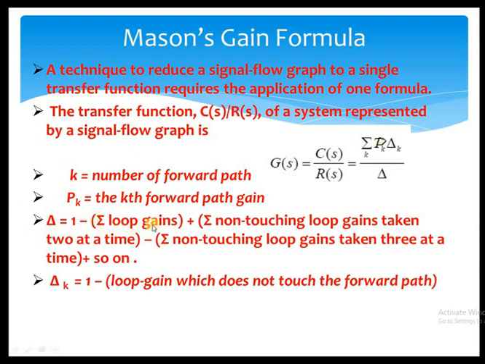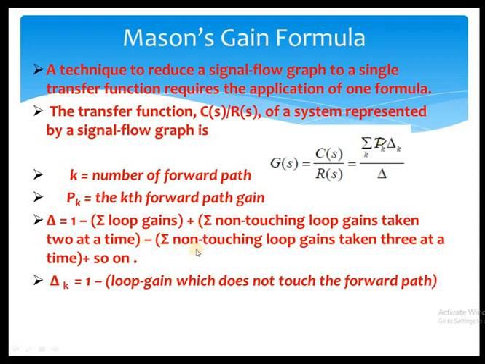So 1 minus sum of all loops, plus, and the next one is minus combination. If you see, alternatively there is minus, plus and minus. So the first one is the sum of all loops. You should add all the loops. The next combination is the sum of non-touching loop gains taken 2 at a time. That is 2 non-touching loops. How many 2 non-touching loops are possible? That gain value we have to sum here. The third term we have to add here.